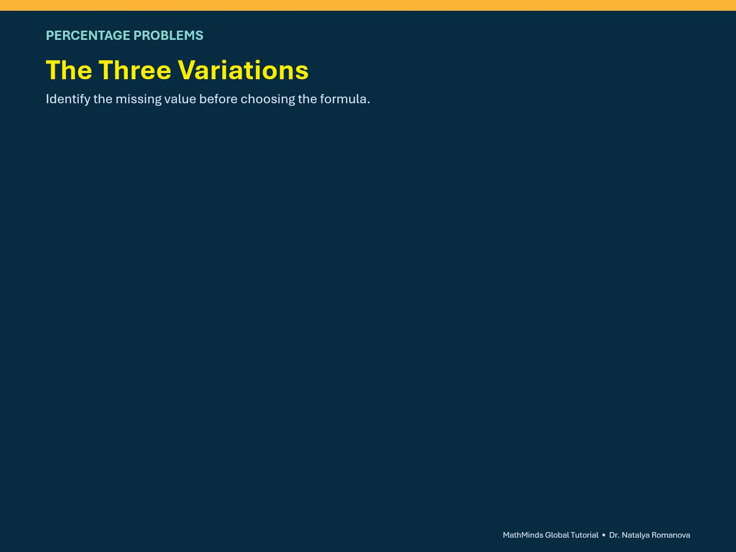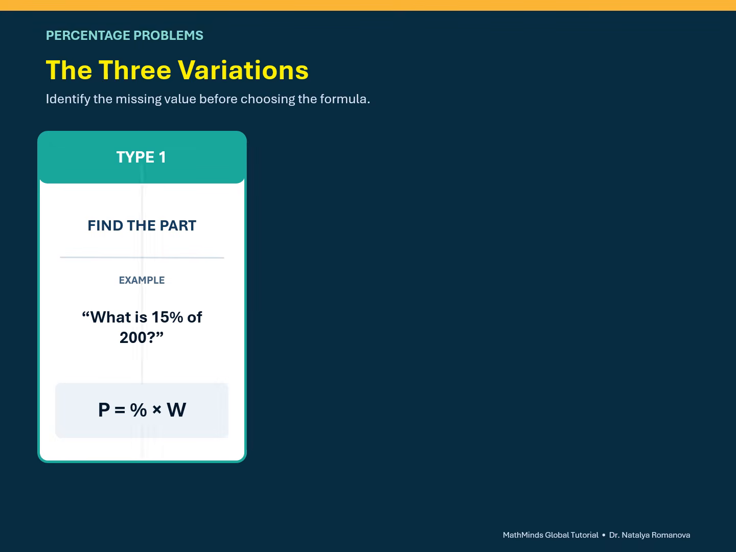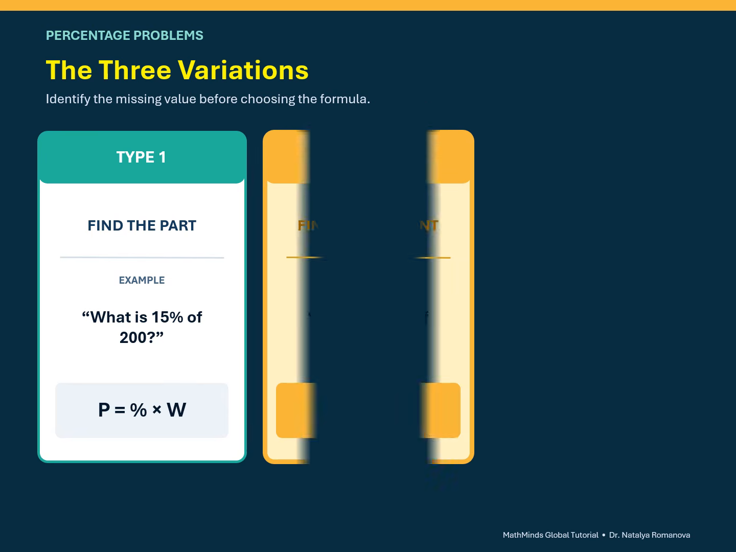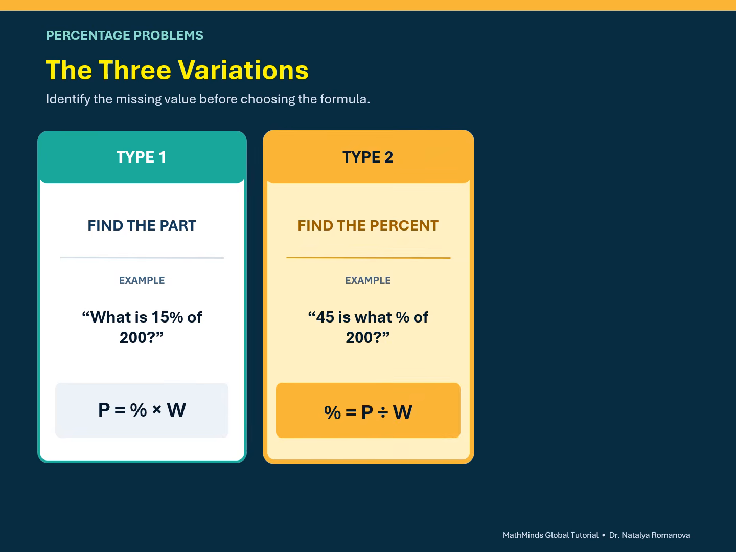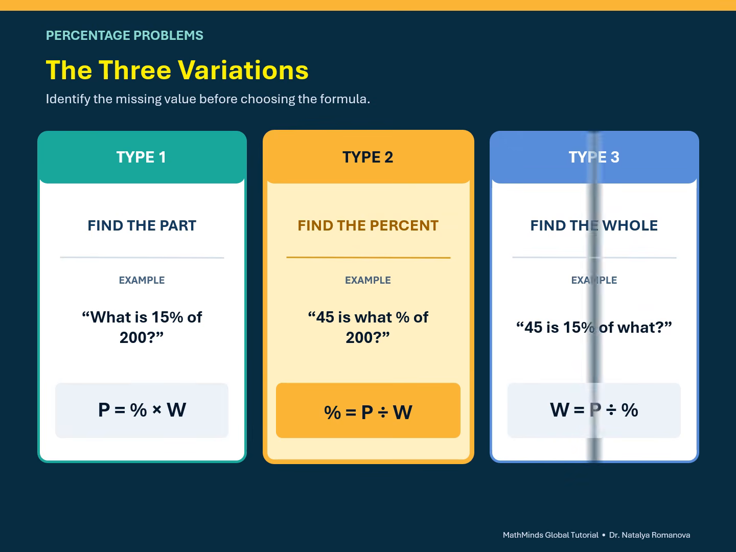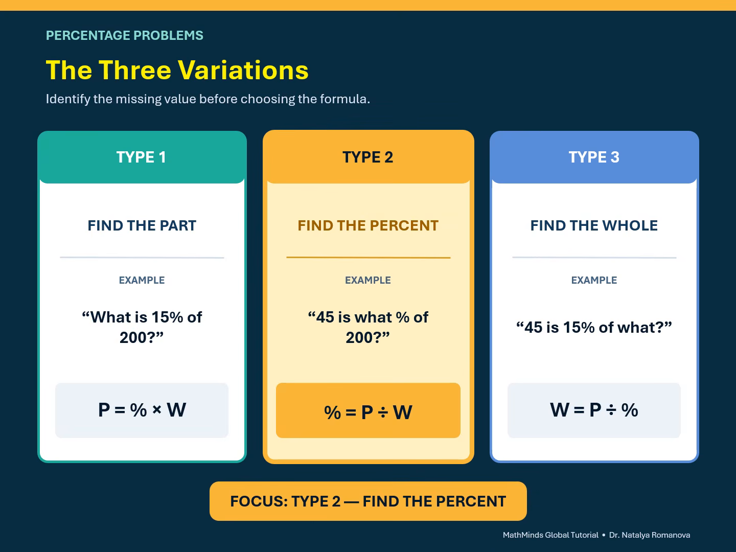We have three cases. The first case, find the part: what is 15% of 200? Case 2, find the percent: 45 is what percent of 200? Case 3, find the whole: 45 is 15% of what number? Same formula, three different unknowns. We take them one at a time.